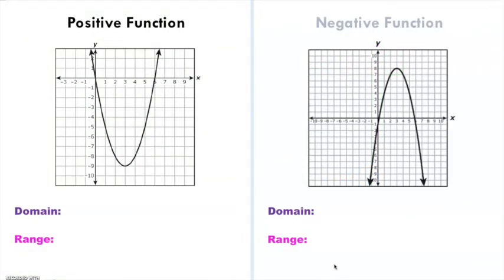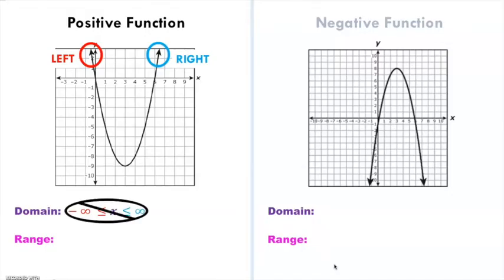So let's just look at a positive function versus a negative function. You would go through the same steps. You would start from the left, move to the right, and that would tell you your domain, right? We wouldn't write it like that, where we say x is somewhere between negative infinity and positive infinity. Instead, we would just say x could be all real numbers. So that's our domain for a positive function.